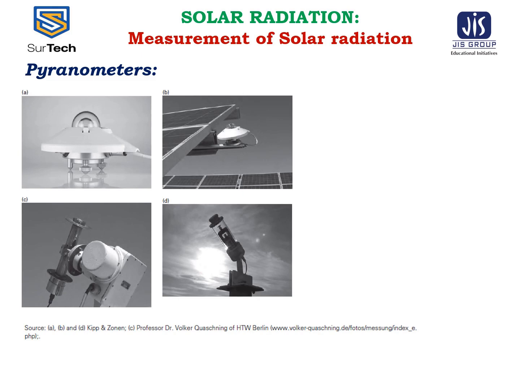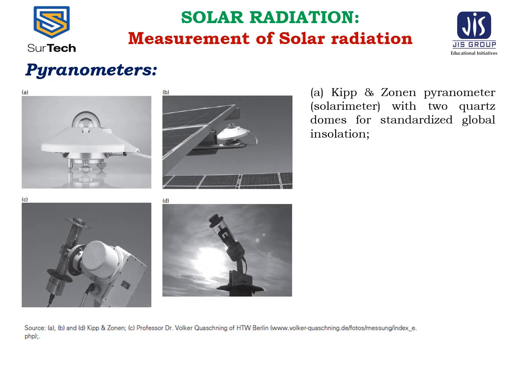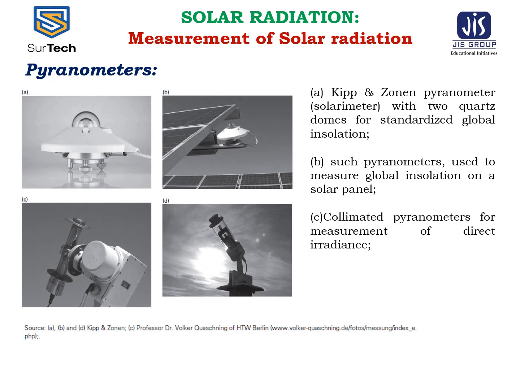These are the pyranometers shown in the figure. Figure A is the Kipp and Zonen pyranometer with two quartz domes for the standardized global insolation. Figure B is a pyranometer that is used to measure the global insolation on a solar panel. Figure C is the collimated pyranometer for the measurement of the direct irradiance, and Figure D is the modern online sunshine duration recorder.